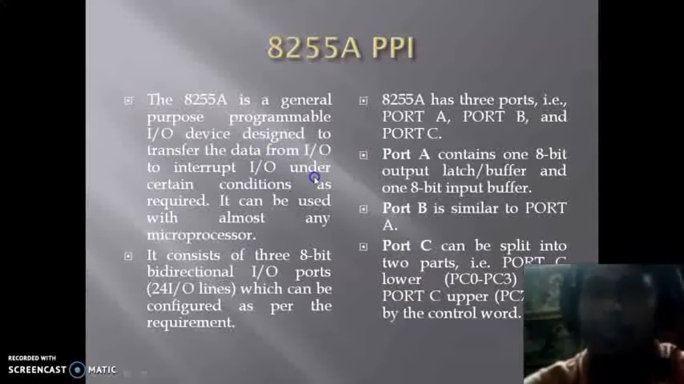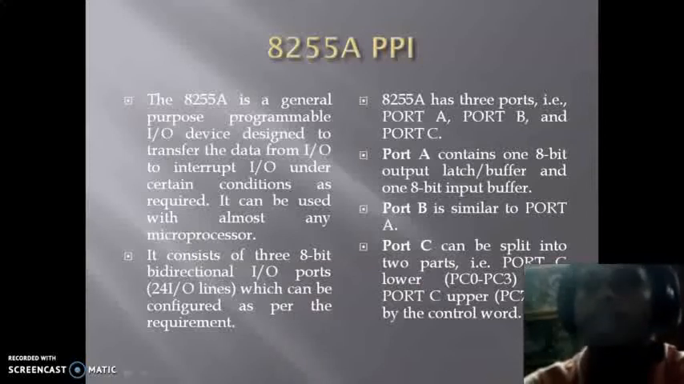As I already discussed, it can be used with almost any microprocessor, and it consists of 8-bit bidirectional input-output ports. It has 24 input-output ports, means it has 3 ports basically, each of 8-bit, or each has 8 lines. So we have 24 input-output lines, which can be configured as per requirement. As I already discussed, this one is programmable, so as per our requirement we can configure it.